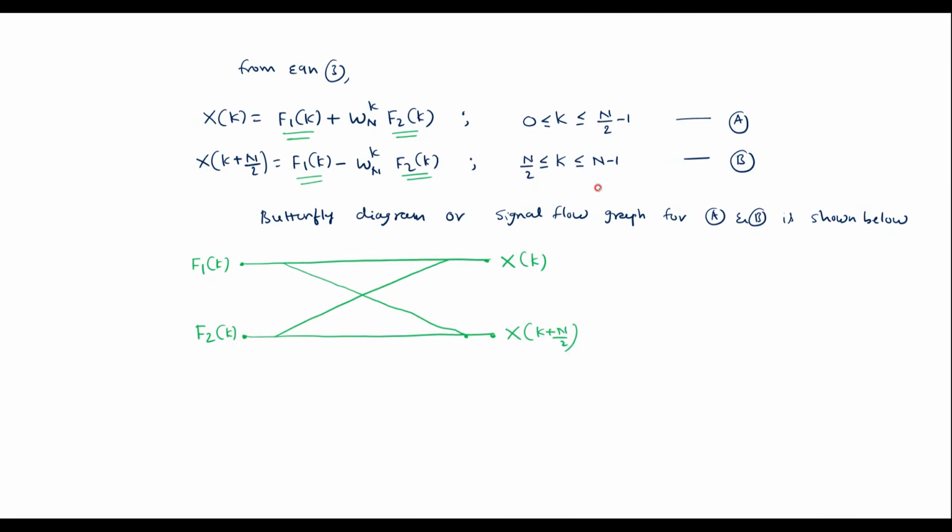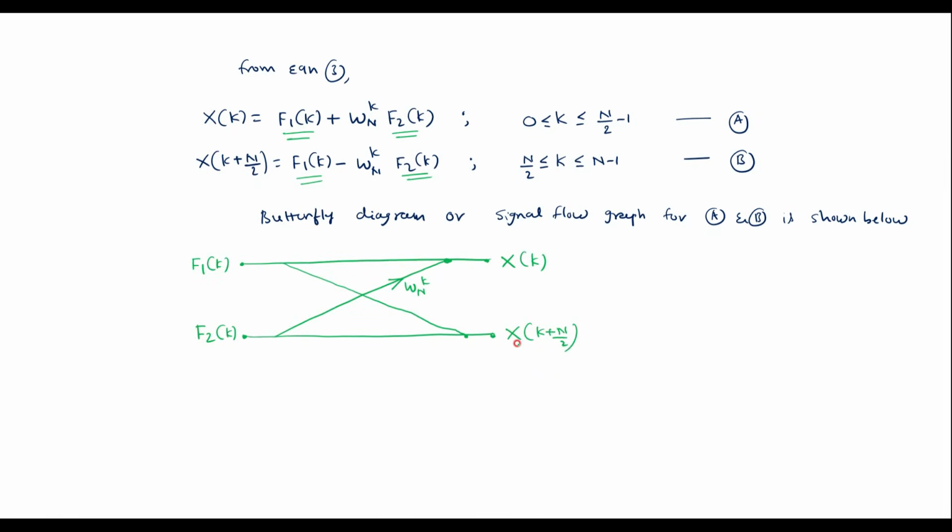Now I will try to represent equation A. X of k is equal to f1 of k, this f1 of k signal directly connected to x of k, plus Wn power k into f2 of k. So here I have f2 of k, and this f2 of k should be multiplied with Wn power k. On this line I will write Wn power k. It indicates that f2 of k will be multiplied with Wn power k, and at this point the two signals will be added up. Therefore x of k will be f1 of k plus f2 of k into Wn power k.